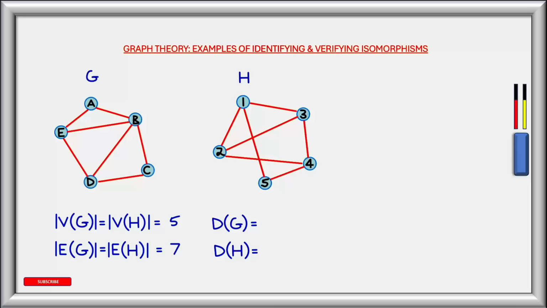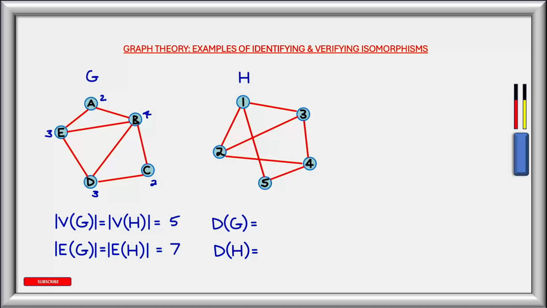So next, we can look at the degree sequence of each graph. We need to order the degrees of each vertex from highest to lowest, and the two sequences need to match. In graph G, vertex A has 2 edges, so the degree of A is 2, and vertex B has 4 edges, so its degree is 4, and vertex E has 3 edges, so its degree is 3. And then D has 3 edges, so its degree is 3, and C has 2 edges, so its degree is 2.